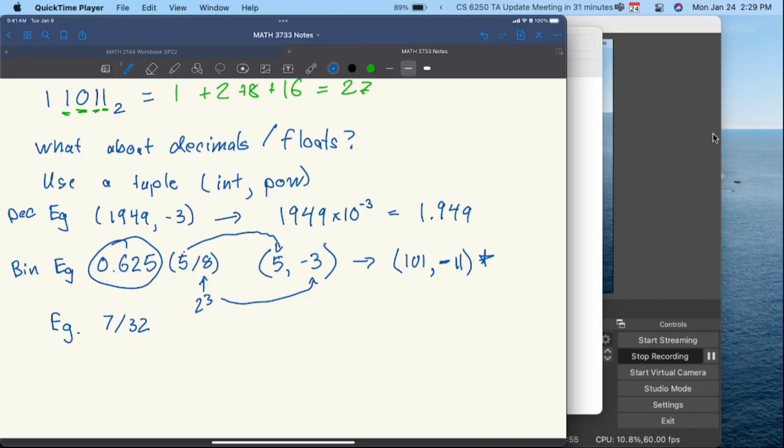Yeah, Caroline? Why are both of the second numbers negative? Like in each of the examples, we have like 3 that's negative and it's also negative. Yeah, so we're thinking about how can we represent floats. In order to do a float, we're going to need some integer, and then we're going to need some power to create that decimal. So remember that whenever you have a negative exponent, it just divides. So that's why we're doing 1949 divided by 1,000.